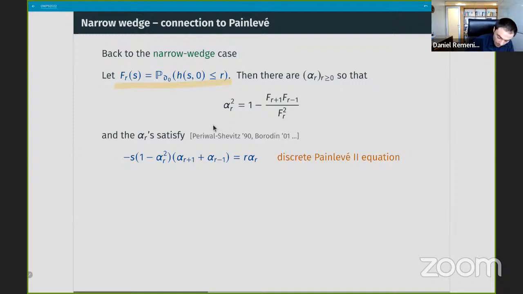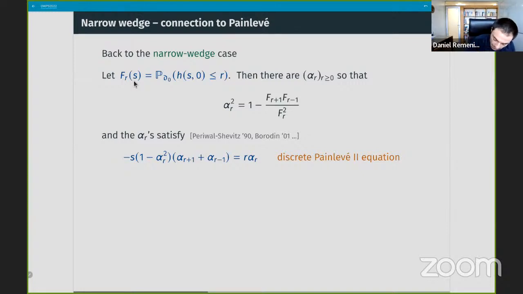So the details here are not really important, but there's a sequence alpha, but it's really a function, it depends on f, such that alpha is related to this f, to the distribution function, in the way that I just wrote there. And the alpha satisfies something called the discrete Painlevé II equation, which is this equation that is written here. Okay, so this discrete Painlevé II equation is an equation in integrable systems. It's well known in that world. And by now it's not a surprise maybe, but it is a little bit of a surprise that in a problem like this you can get this.